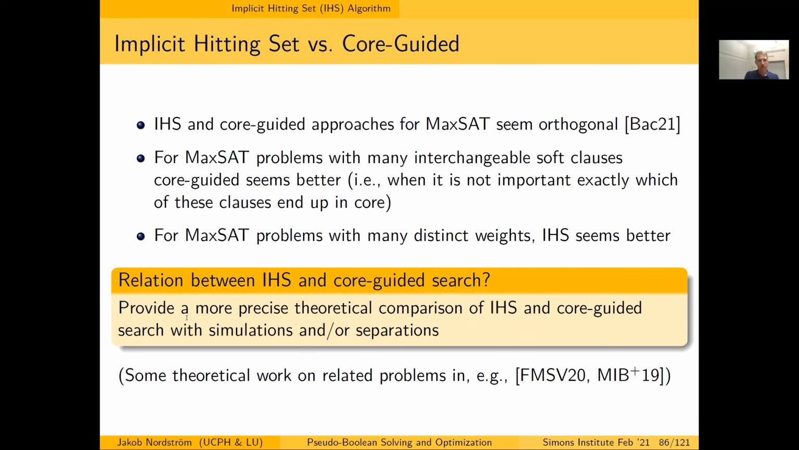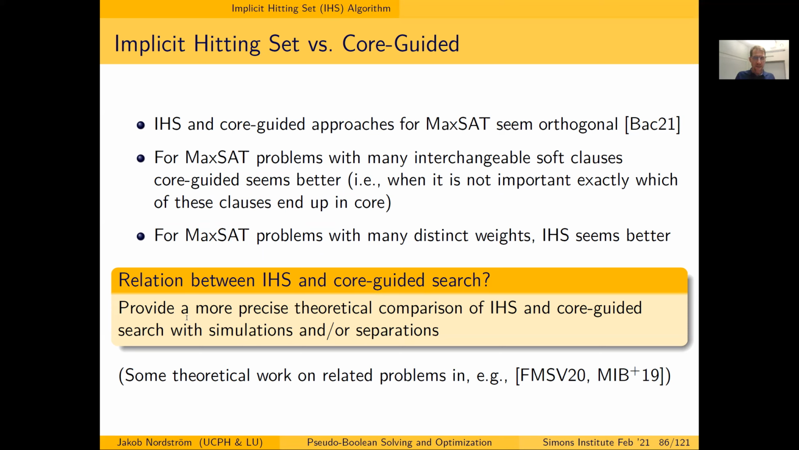So this is another approach than core-guided. How do they compare? With the caveat that I have not done research on this, but I've talked to colleagues who know this better than I do, and they're fairly consistent in saying that it's not the case that either approach dominates the other. So it seems that implicit hitting set and core-guided have complementary strengths.